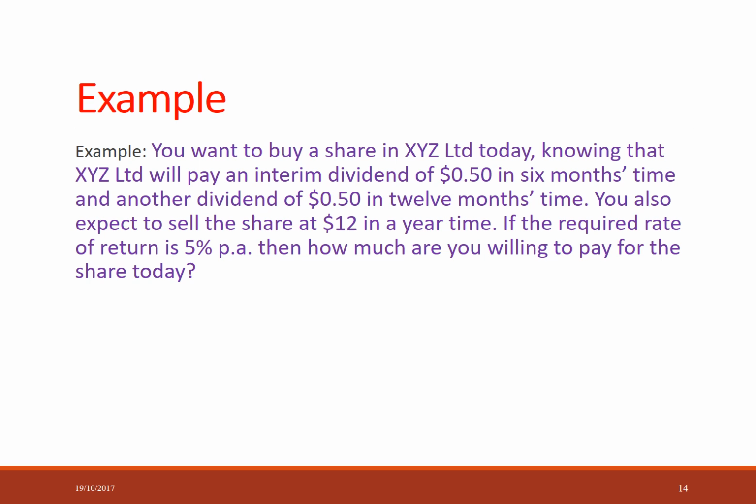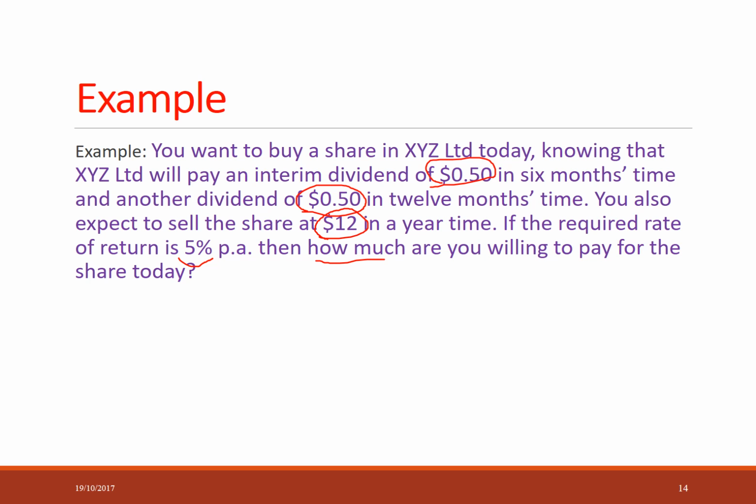So for example, we have a company where we know the dividend payment is 50 cents per share, and they pay 2 payments a year, right? So this is a semi-annual dividend payment. We expect to sell the share at $12 in 1 year's time. The required rate of return is 5%. So the question is, how much are you willing to pay for the share today, maximum, right?